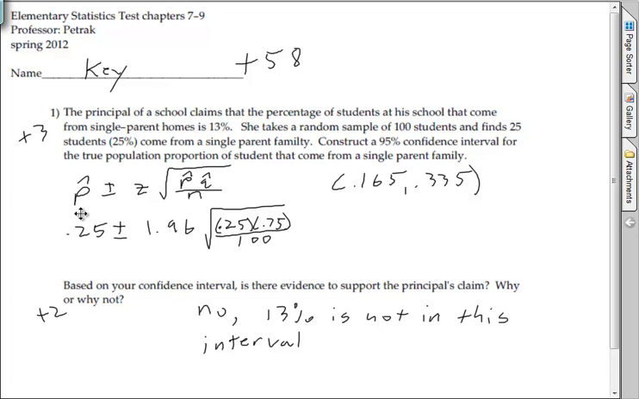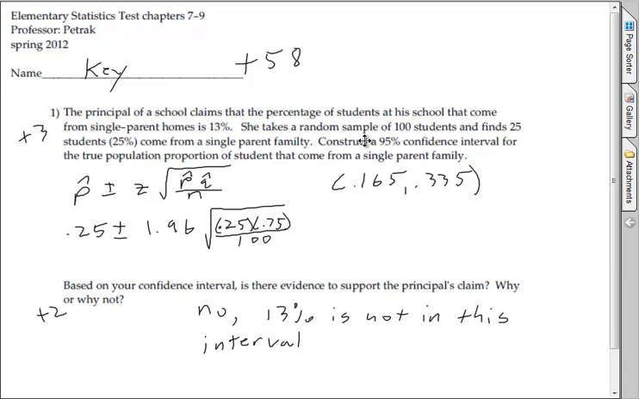And so if you do a 95%, remember that's 1.96, and we always use z with proportions, right? So then the 95% confidence interval is, so we're 95% confident the true proportion of, what is it, single parent households is between 16.5 and 33.5%. So, and the principal says it's 13%.